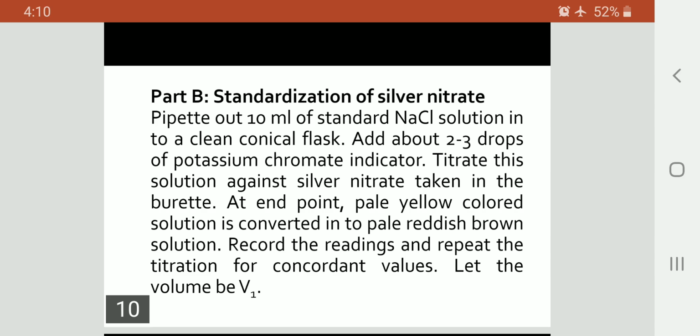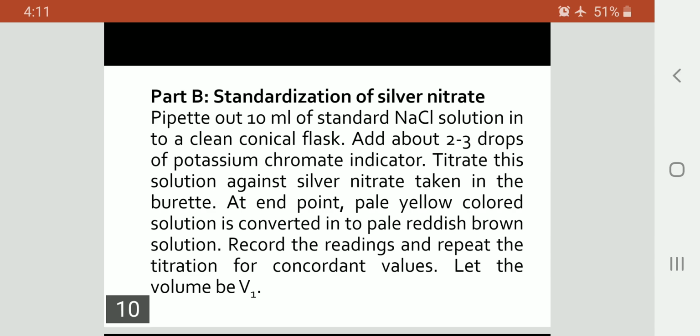So the pale reddish brown, as soon as it appears, you have to stop the addition of silver nitrate, and you should wait to see that this color persists in the flask, and once it is there, you have to note down the reading. So you can see that you have got this pale reddish brown color, and this is because of the formation of silver chromate. Now you need to repeat the process another 2 times and try to take a concordant reading.